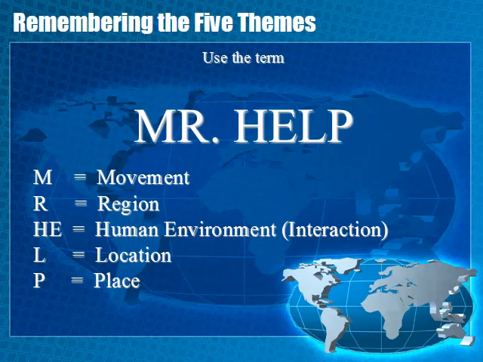All right, so when we get ready to remember the 5 themes of geography, we often tell students to use the term Mr. Help. Mr. Help stands for, you have an M for movement, the R is region, HE is human environment interaction, and the L is location, and the P is place. So if you're having trouble remembering what the 5 themes of geography are, I want you to think about Mr. Help.